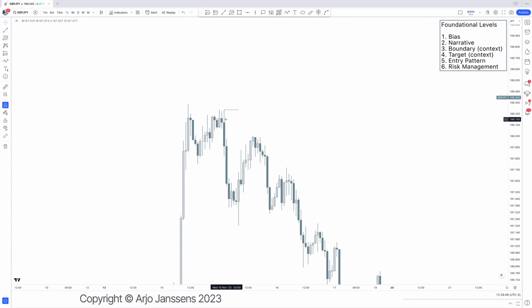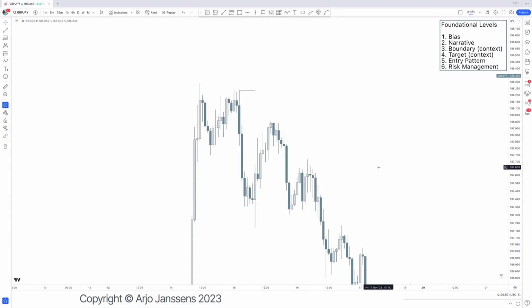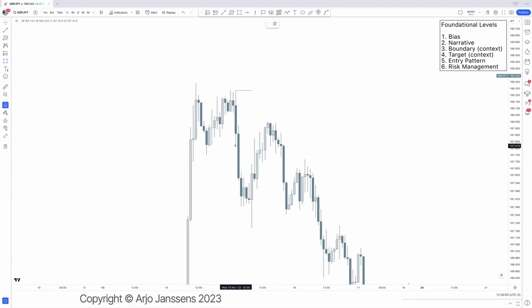So right here, we have the most recent leg lower. That most recent leg has a couple of PD arrays in the leg, right? Since it's a bearish leg, we are mainly focusing on just premium arrays. So the premium arrays, let's count them. We have this fair value gap right there.